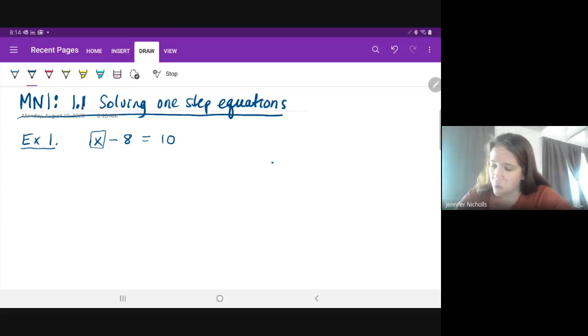What I think of is the x as a person, me personally. I have x minus 8 equals 10, and I think of this as the door, and I'm trying to be alone. So you're trying to get rid of who's with you, basically. Who's with me is that 8, so I'm going to need to get rid of that 8. To get rid of the 8, you're going to add 8 to both sides.